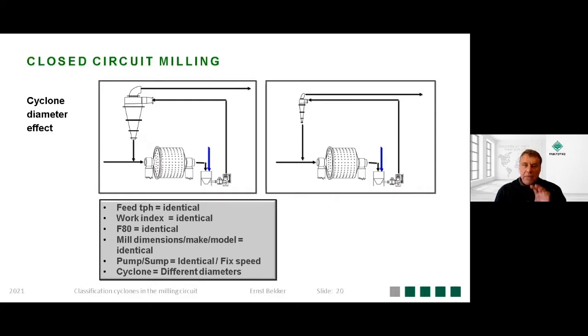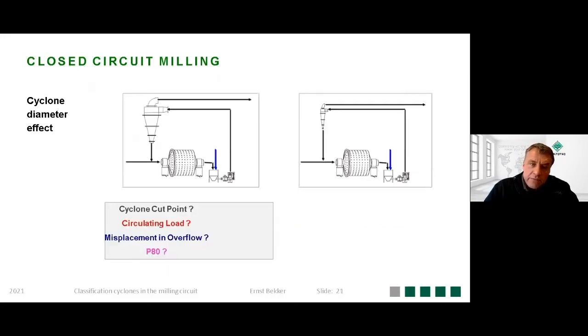Now, the logic makes sense if you think only of the cyclone in isolation. If you make changes around the cyclone, obviously your overflow size distribution can be affected. But in the closed circuit milling application, it's not that simple. So looking at this example, where you've got two identical milling circuits, fixed speed pump, water addition, everything is the same. And it's a hypothetical case to illustrate a point. The only thing that's different is obviously that the cyclone diameters are different. One circuit contains a large cyclone, and the other a smaller diameter cyclone.